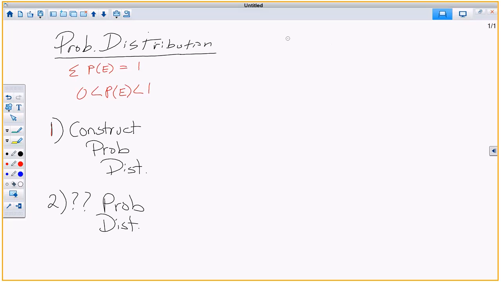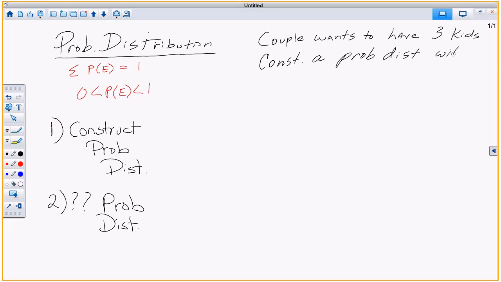A couple wants to have three kids. Construct a probability distribution with the probability of a male or probability of a boy being 0.42. Okay?